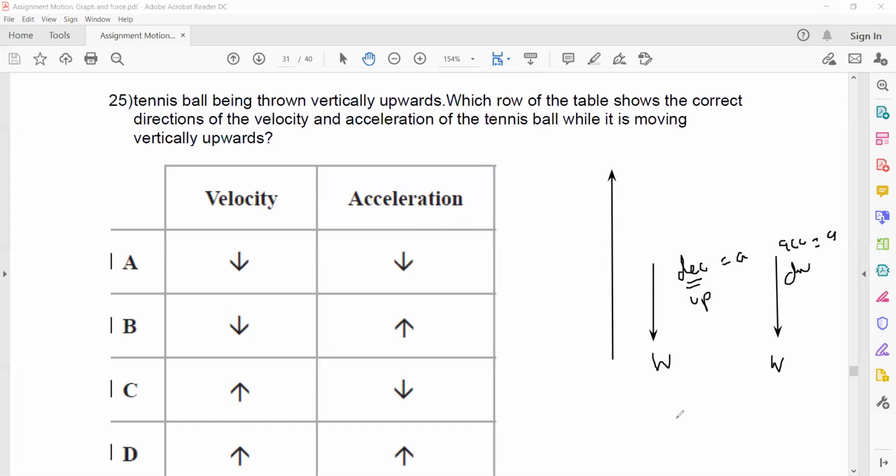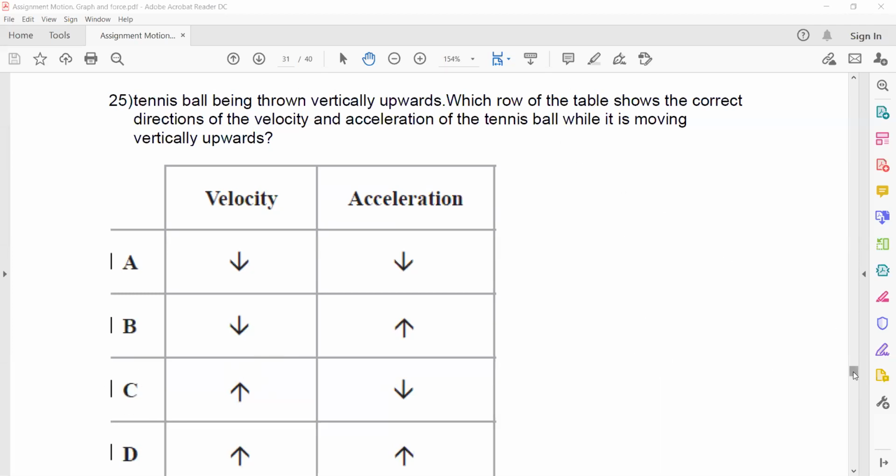So the direction of acceleration will be downward, because when it's moving upward, it will decelerate. Decelerating up means accelerating down. The direction of the velocity: velocity is displacement in a unit time, and the object is going up, so velocity is upward. Acceleration is downward, but velocity is upward. That's why 25C is the right answer.